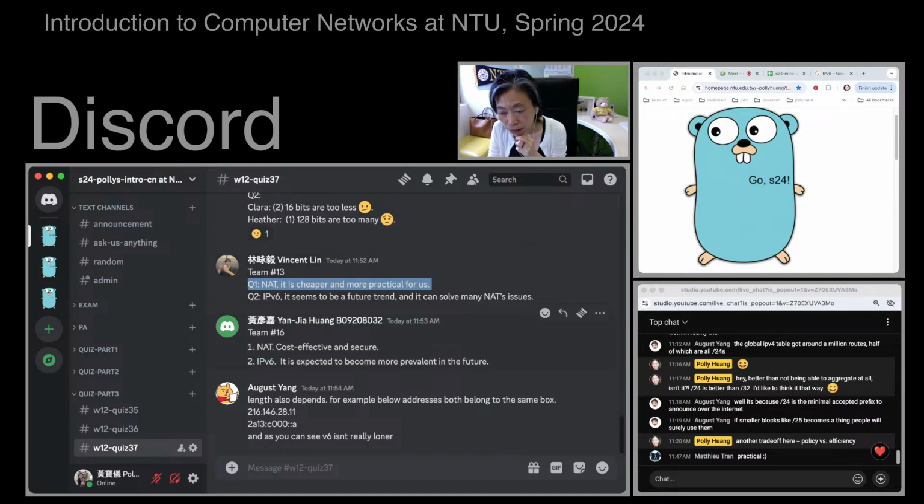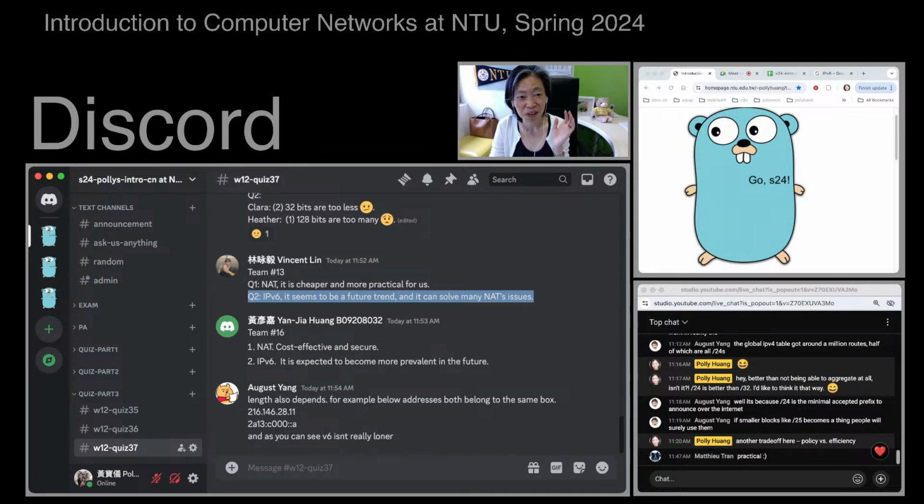13. Cheaper, more practical. Future trend. Yeah, interesting. Yongyi is going with the flow because people are moving to IPv6. Yeah, going with the flow will be easier. NAT, cost effective and secure. Both reasons. Yanjia. Very good. Wait until the last to say. Hey, the benefit is that you give the full reason.